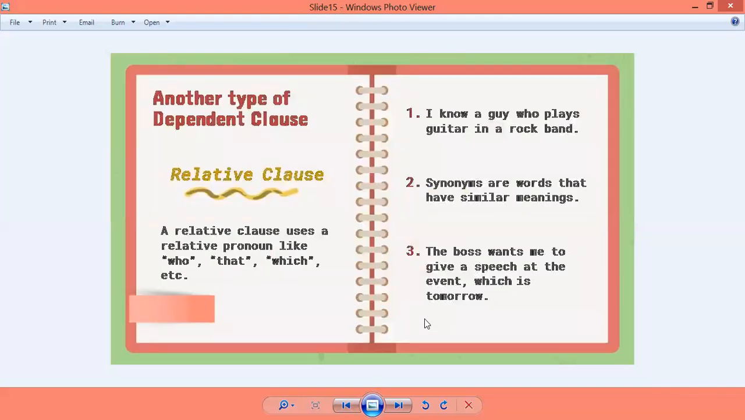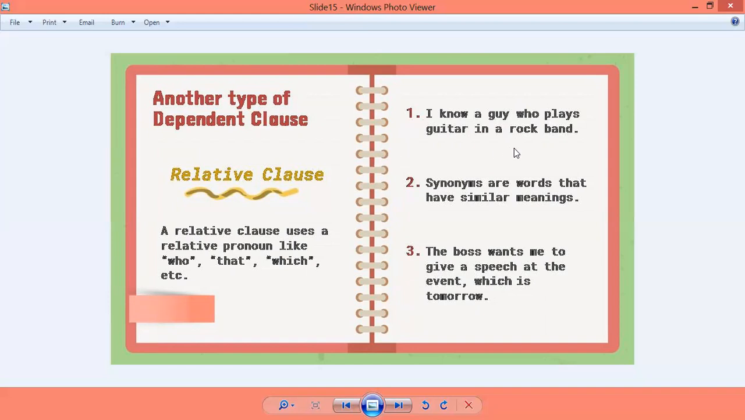Now we have another type of dependent clause. That dependent clause is called relative clause. A relative clause uses relative pronouns like who, that, which. कोई भी sentence है उसके बीच में हम लोग conjunctions use करते हैं, like who, that, which. तो जो बाकी का dependent clause बनेगा, that would be a relative clause. Let us see the example.